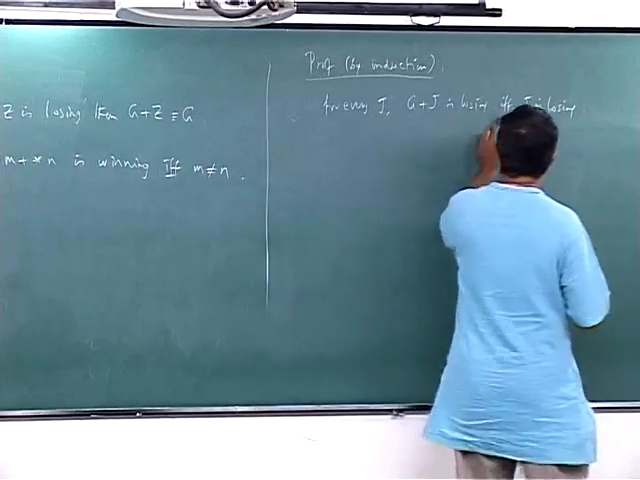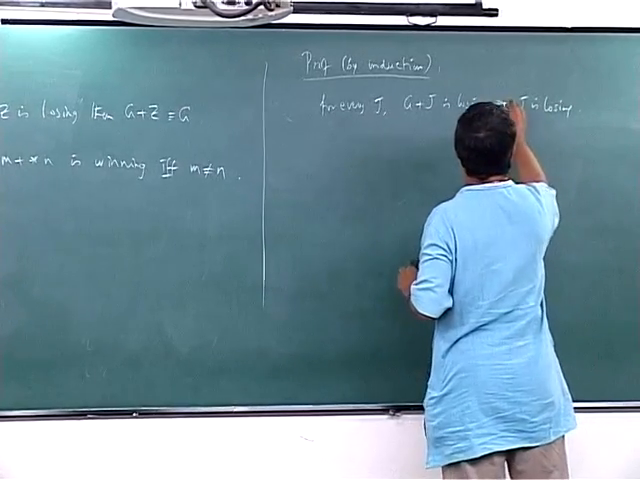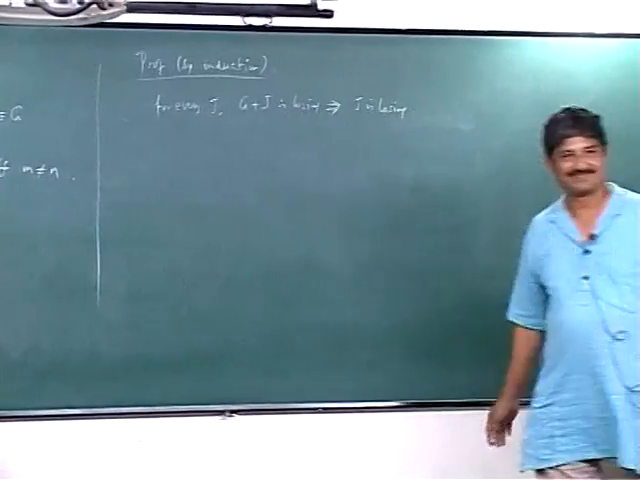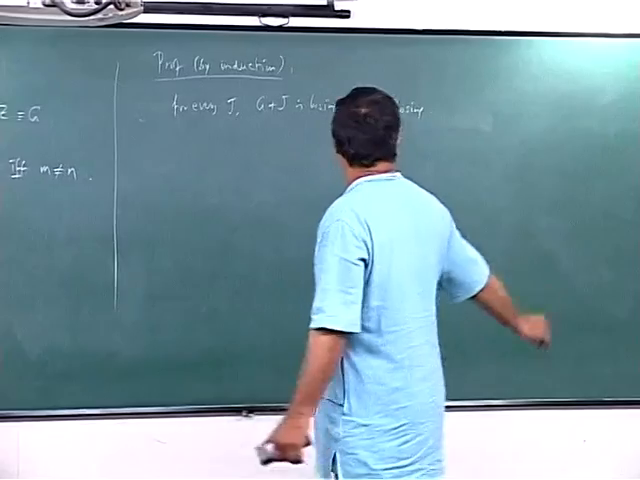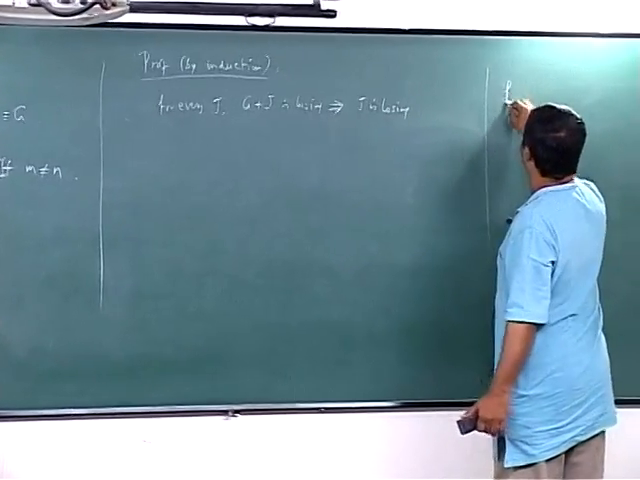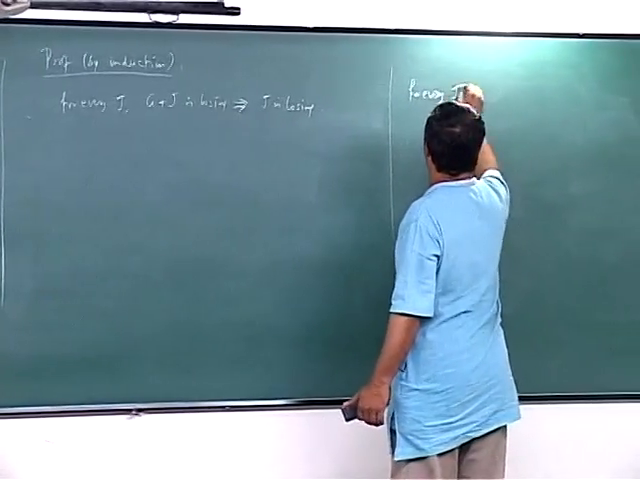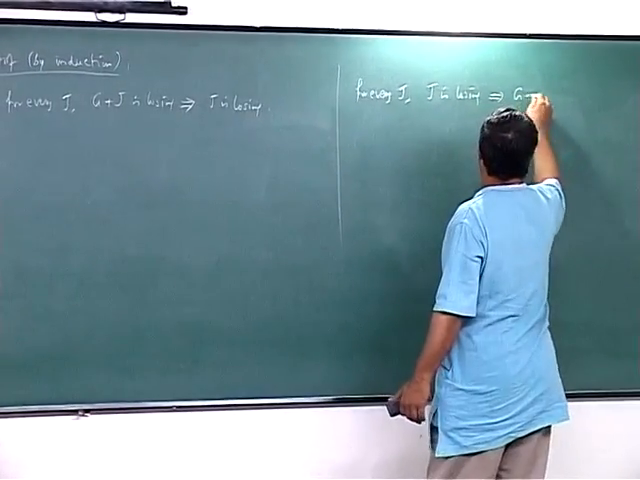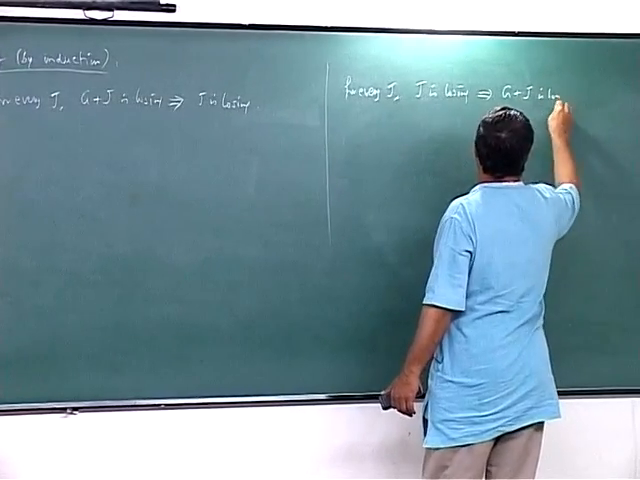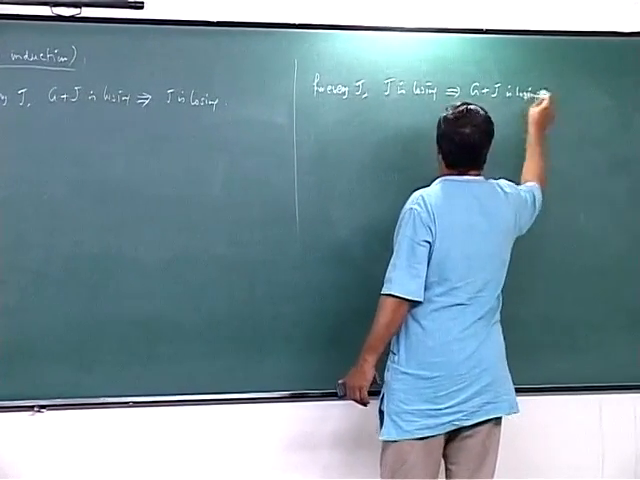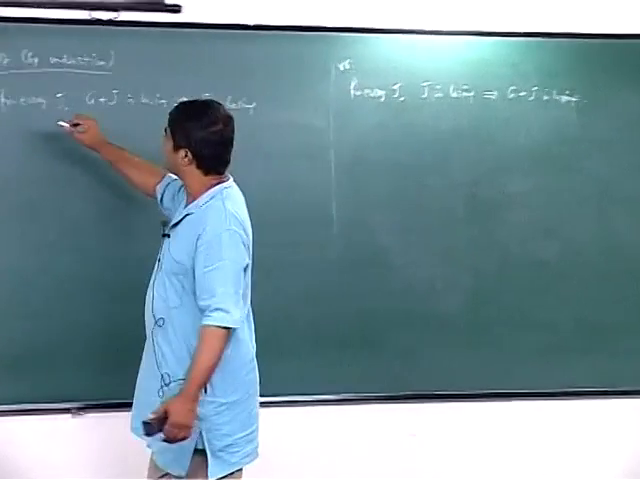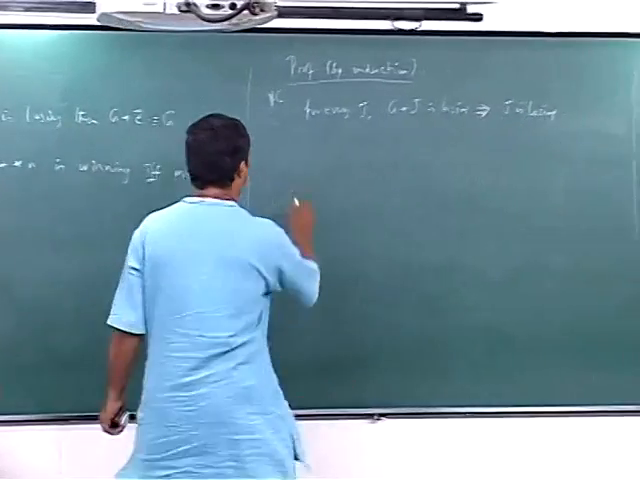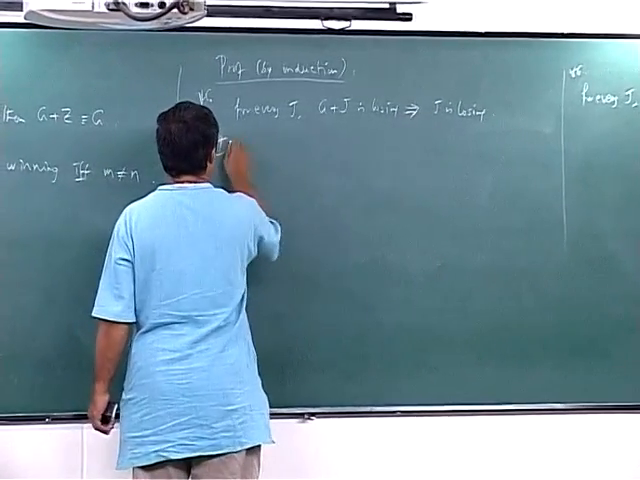So let me prove this by induction. I'll do the converse later, right? So we need to prove this later. For every J is losing, of course for all G. Okay. Now this is what I'm going to prove by induction. So what is the induction hypothesis?